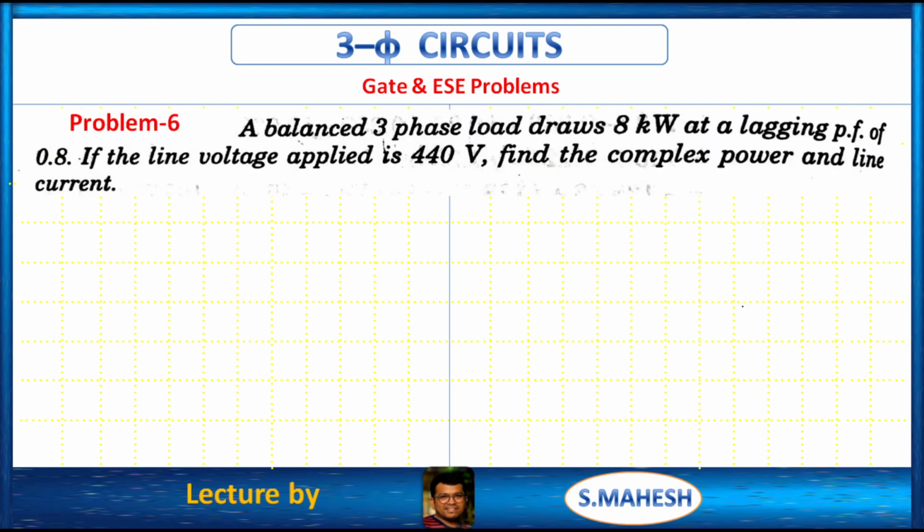Okay. Next, a balanced 3-phase load draws 8 kilowatts at a lagging power factor of 0.8, right? If the line voltage applied is 440 volts, find the complex power and the line current.